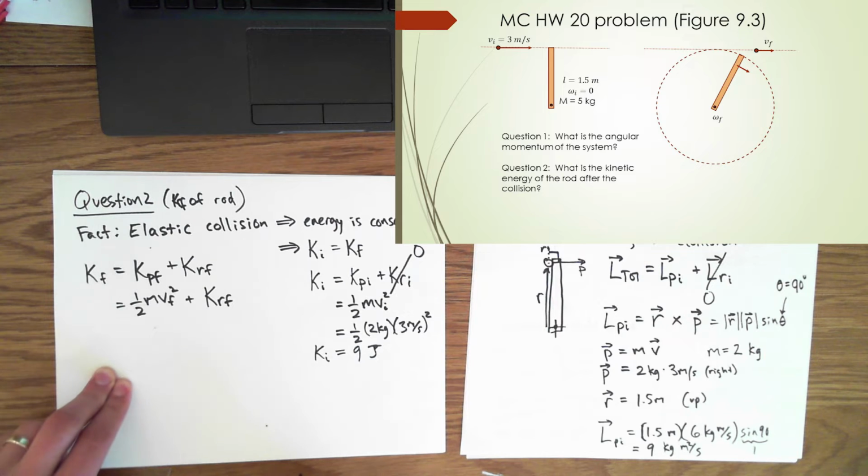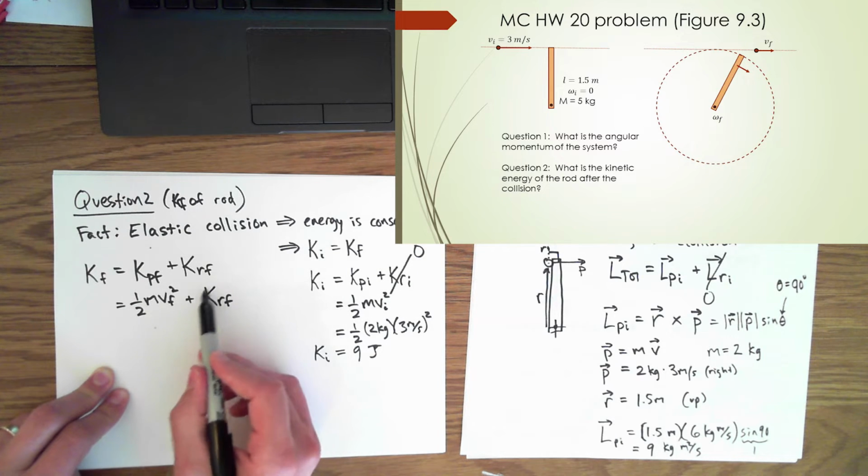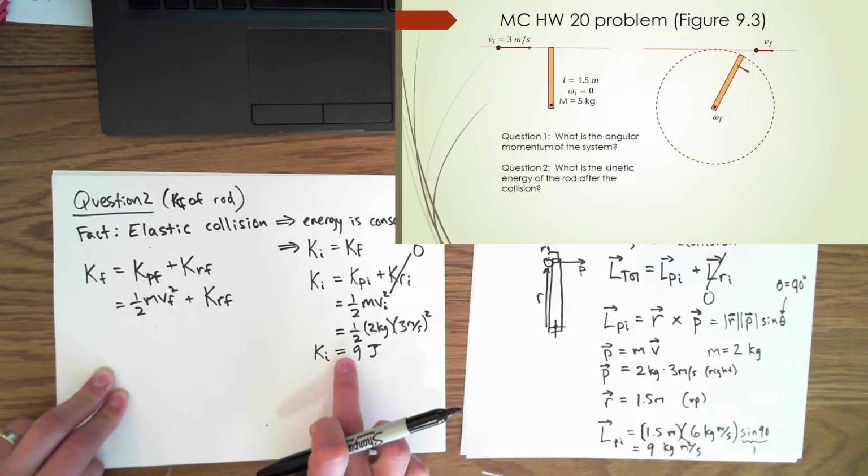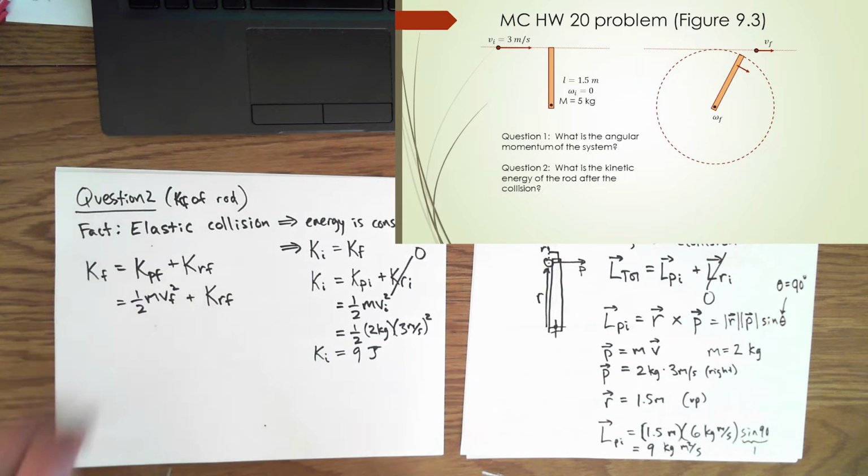So what we're going to do to find out the answer to what this is, that's our goal, is figure out what this is, set that equal to this, and then solve for KRF. That's the plan.